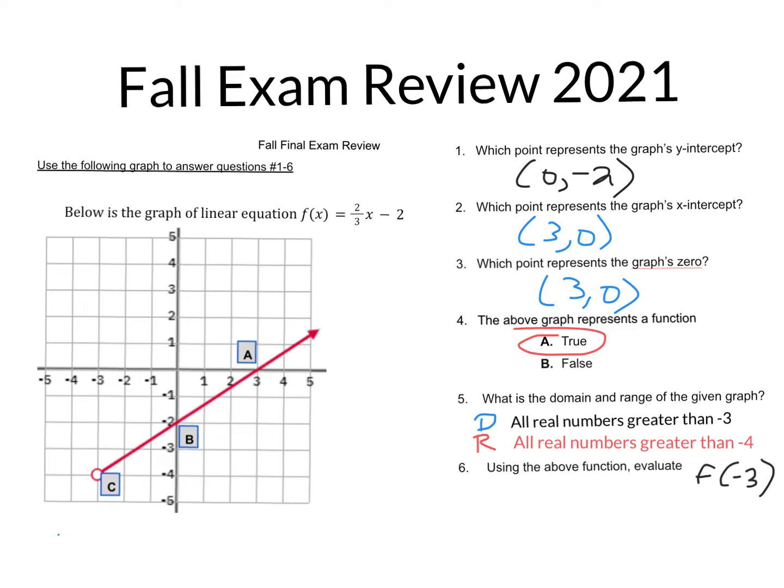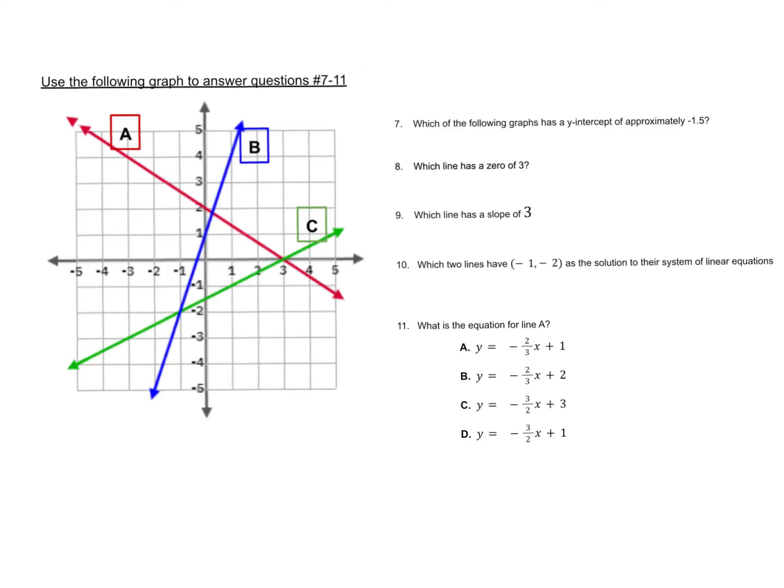Okay, and then finally question 6 for this graph says, using the above function, evaluate f of -3. Well, f of -3 basically just means you plug in a -3, and what is the output? Well, on the graph, when x is -3, you see the output of -4. So again, when you evaluate f of a number, this number is the x value, you plug that in. You could plug it in the equation and see what you get, but on this graph, you can see that it's actually -4. So the answer to this one would be -4. All right, let's move on.